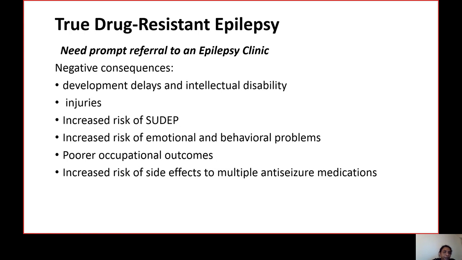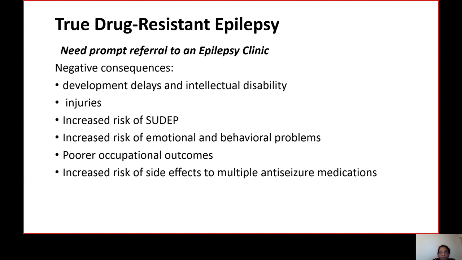So if we have a patient with true drug resistance, what are the negative consequences? Obviously, with our cohort of patients, we encounter developmental delays and intellectual disability, which is a major component in children. And then, of course, they are more prone to get injuries. And there is an increased risk of SUDEP. SUDEP is sudden unexpected death in epilepsy, which is not highly spoken of in pediatrics.